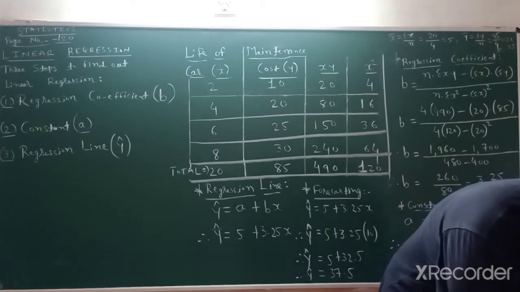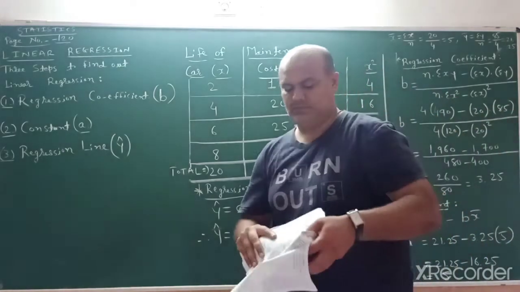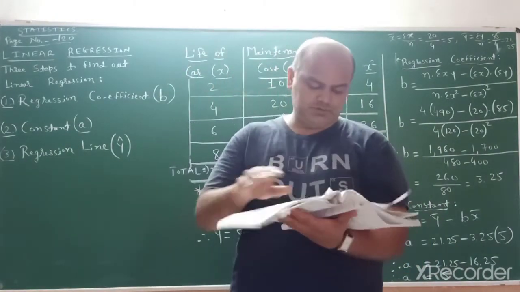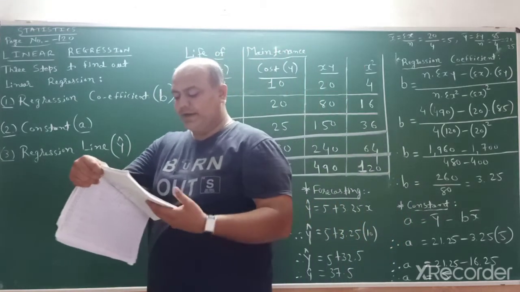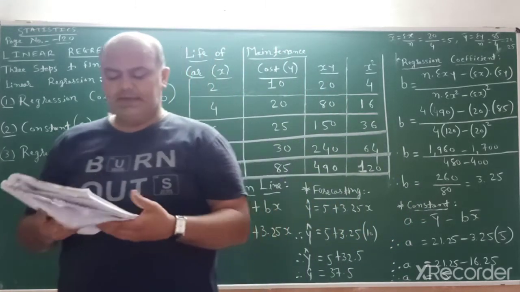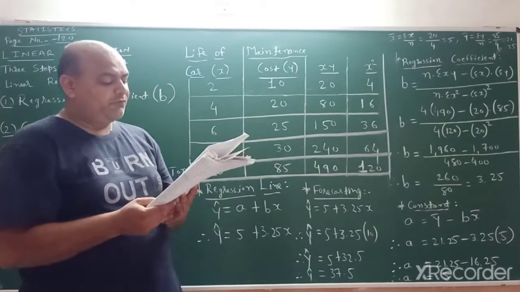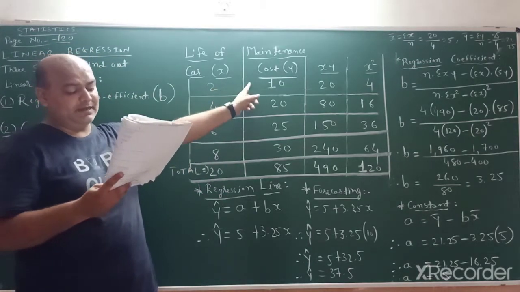I also have my textbook with me and I also open it. Page number 120 of the textbook. The following observations are obtained for life of cars and their average annual maintenance cost. Life of cars is X, maintenance cost is Y.